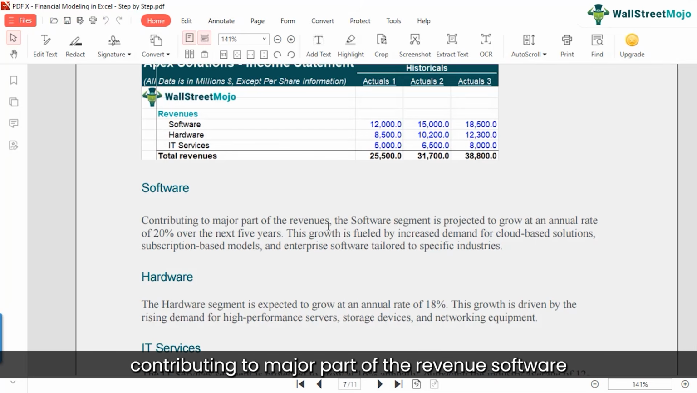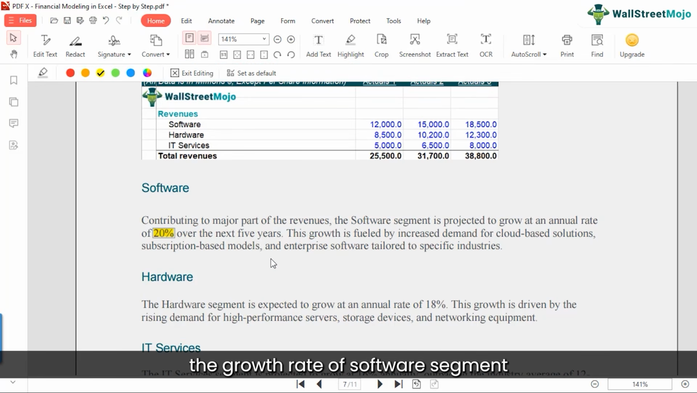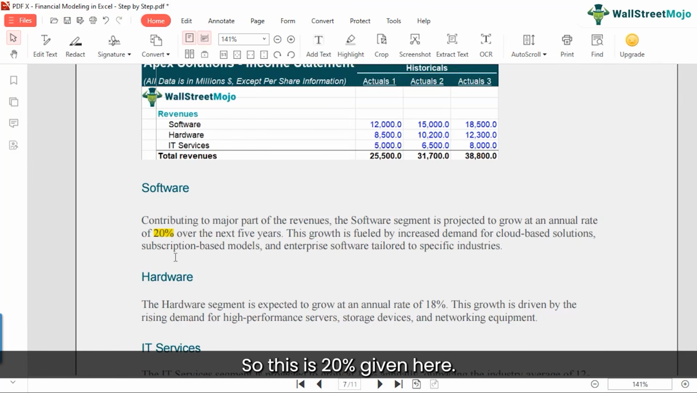Contributing to a major part of the revenue, the software segment is projected to grow at an annual rate of 20% over the next 5-year period. This growth is fueled by increased demand for cloud-based solutions, subscription-based models, and enterprise software tailored to specific instructions. So the key here is that we have been provided how the growth rate of the software segment will look over the next 5-year period. Okay, so this is 20% given here.